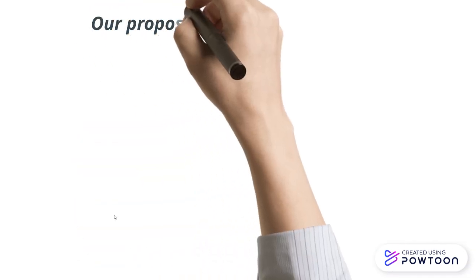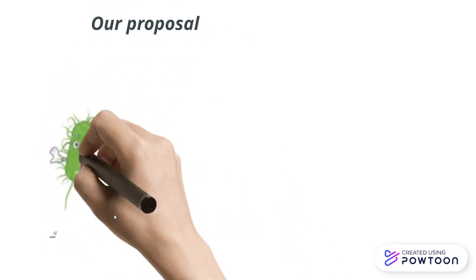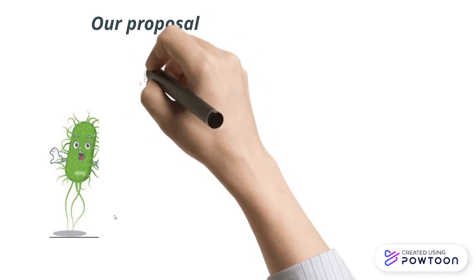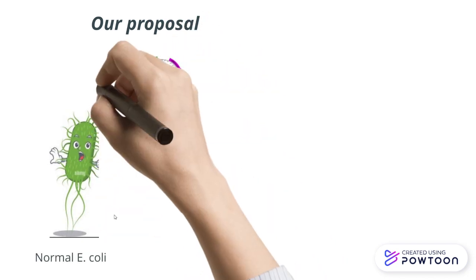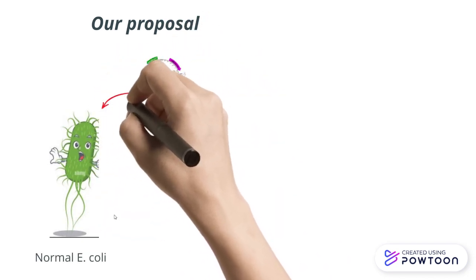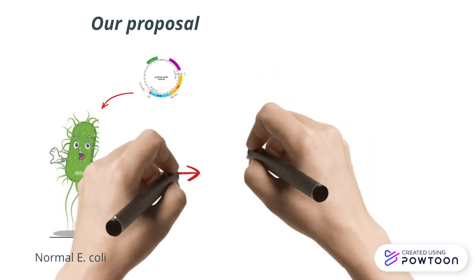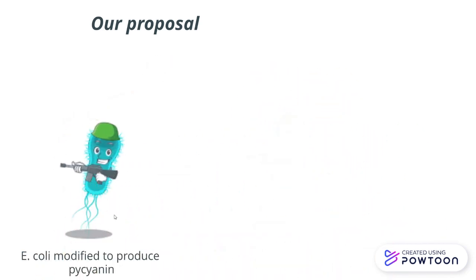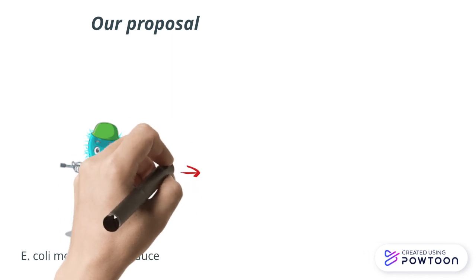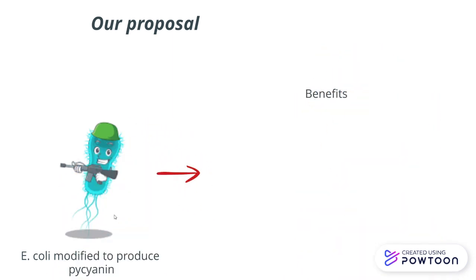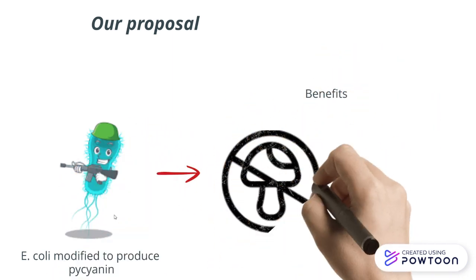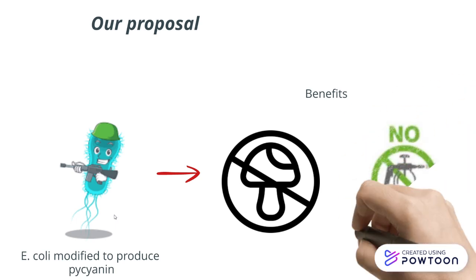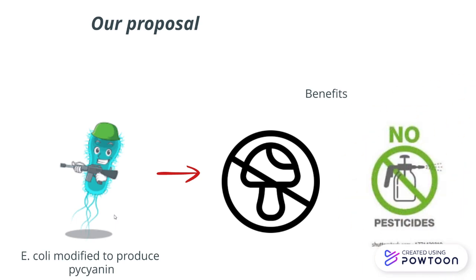Our proposal is to use biocyanin as a biocontrol agent by introducing genetically modified Escherichia coli that produce biocyanin. We could target and inhibit pathogenic fungi directly in the soil. This would reduce the need for chemical pesticides and antifungals, helping to prevent resistance development and creating a more sustainable agricultural practice.